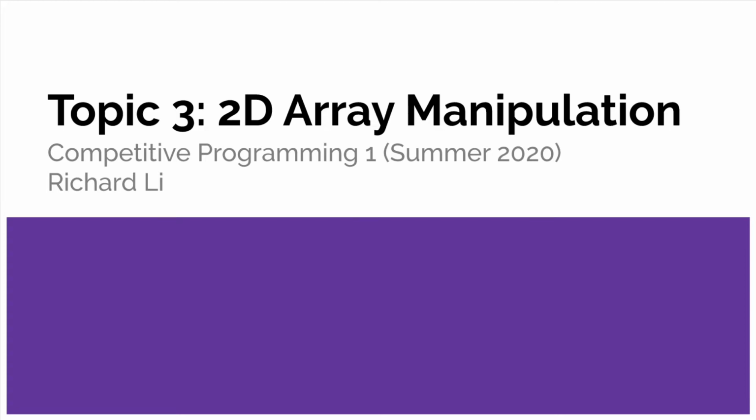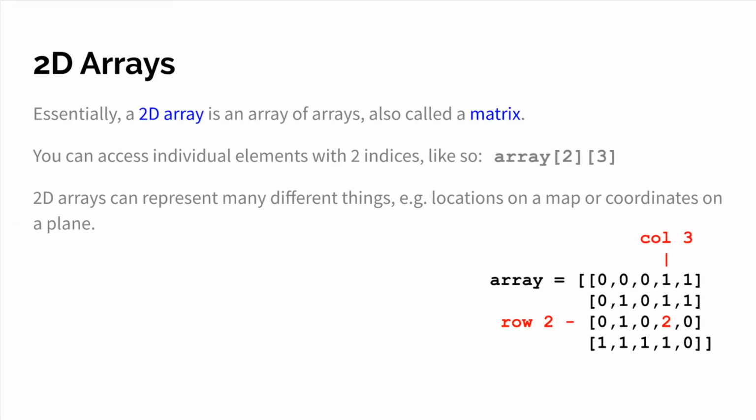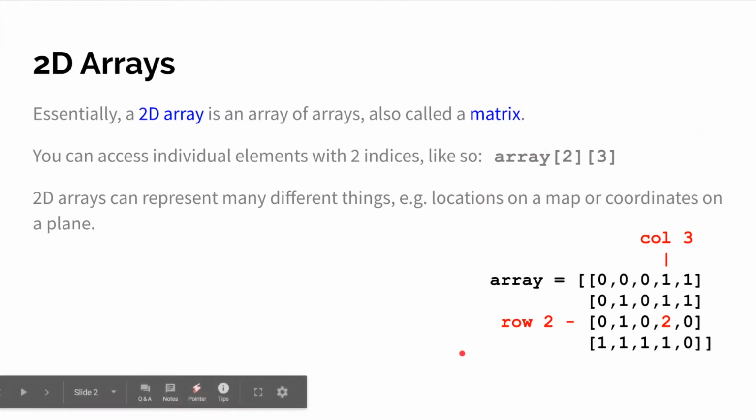So a little bit of review. A 2D array is an array of arrays. It's also sometimes called a matrix, and you can access individual elements with two indices, right? So array[2][3] would access the element in row 2, column 3. That'd be this 2 right here.